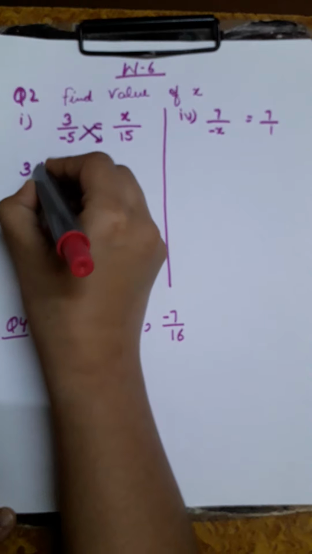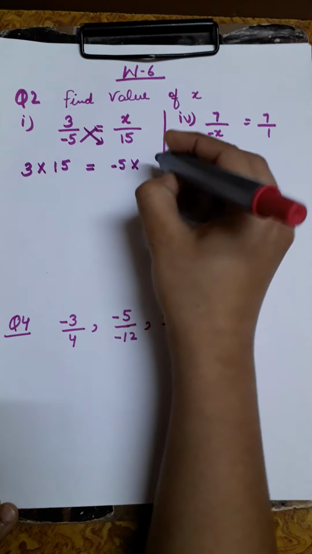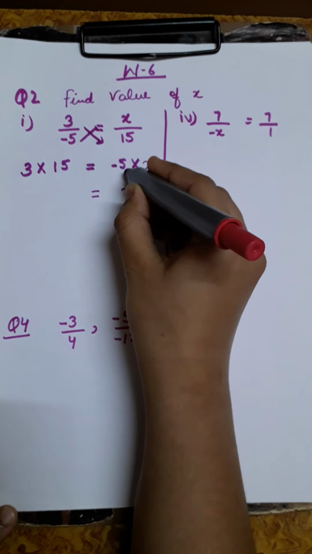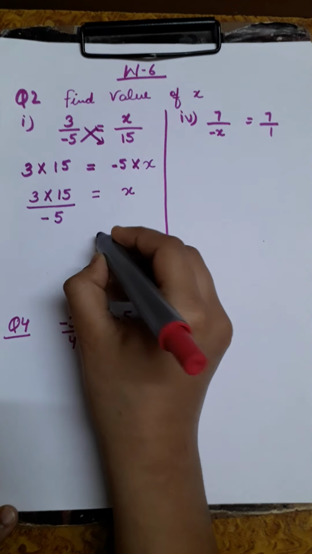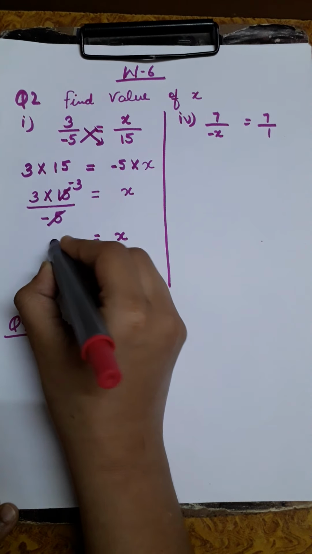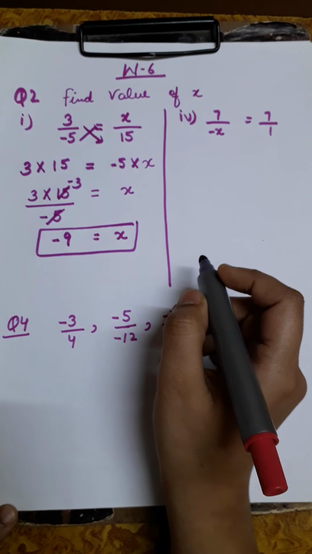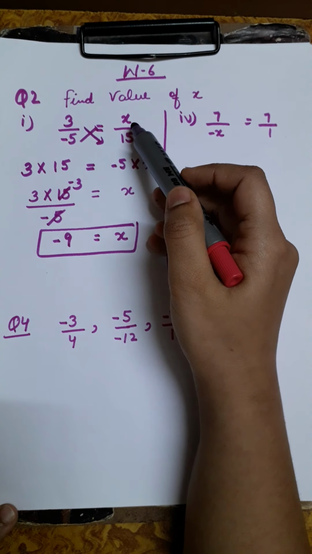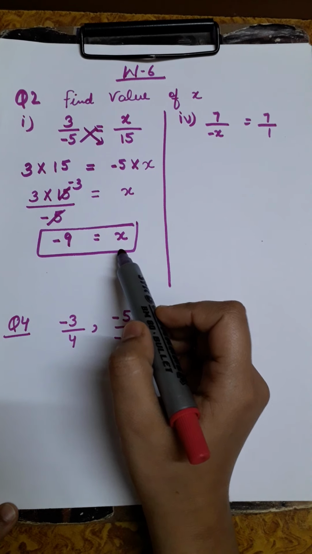So the first product will be 3 multiply 15 is equal to minus 5 multiply by x. And minus 5 here is in multiplication and it will go in division on the left hand side. So the value of x will be, 5 3s are 15, x is equal to minus 9. So whenever two rational numbers are given equal and you have to find the value of x, you just cross multiply it and equate the products and you will find the value of x.